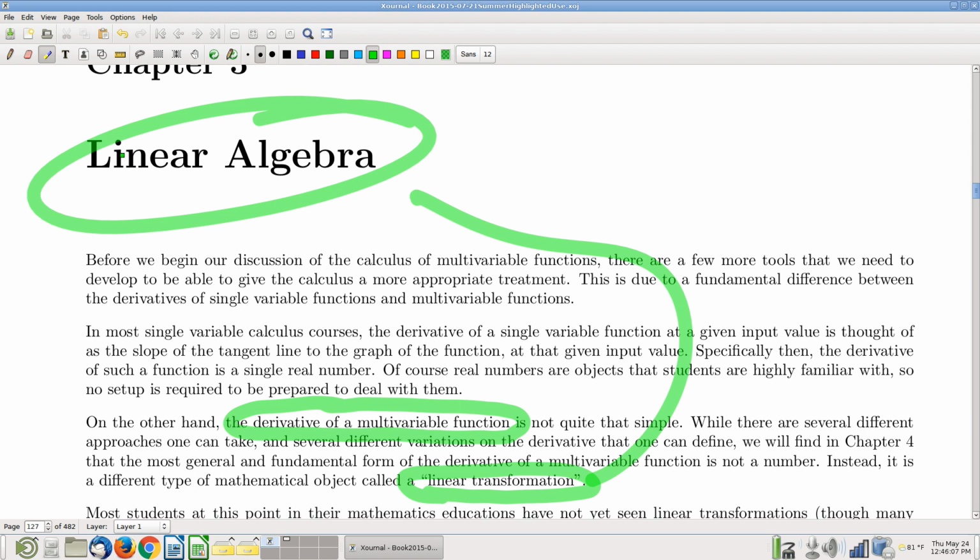It's a thing called a linear transformation. So I need to tell you all what a linear transformation is. I mean, if we're doing calculus, we're going to need to talk about derivatives of multivariable functions. They are linear transformations. We have to know what linear transformations are.